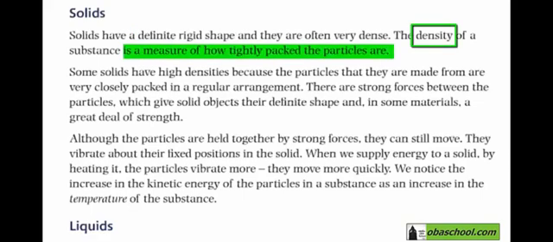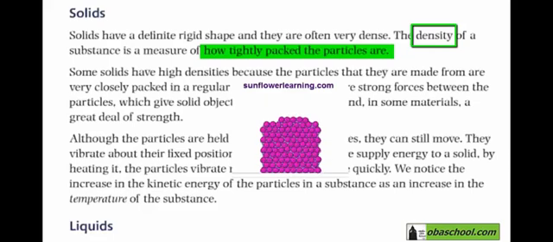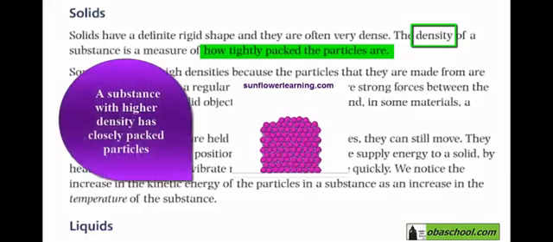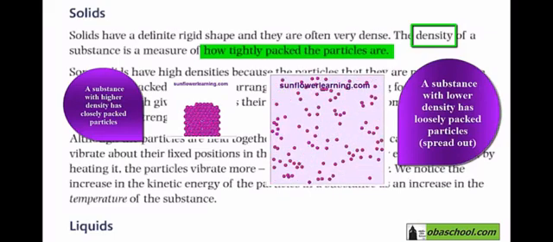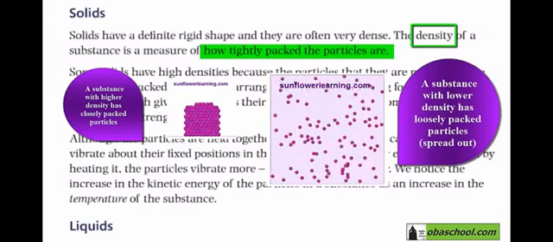The density of a substance is a measure of how tightly packed the particles are. As you can see, the particles are really close to each other. A substance with higher density has closely packed particles. A substance with lower density has loosely packed particles. They are spread out all over the material.